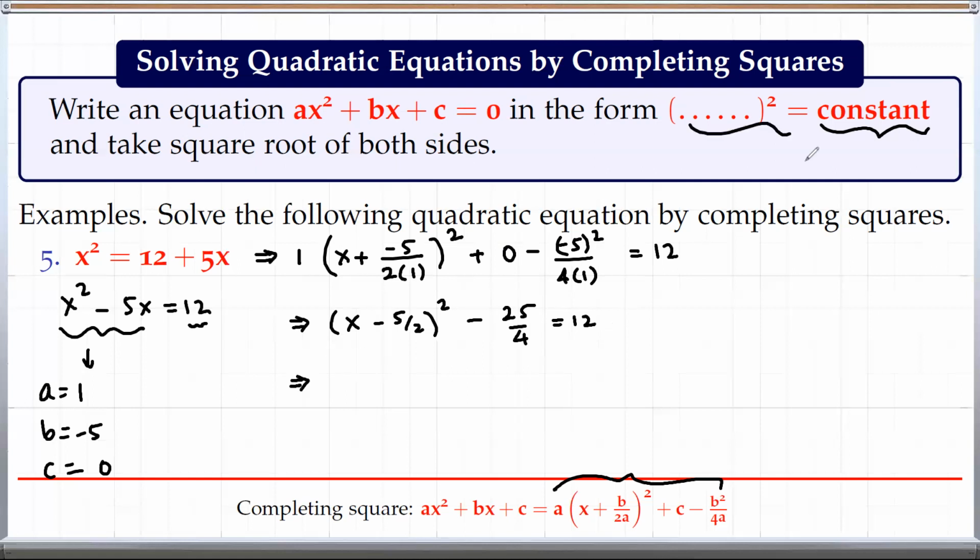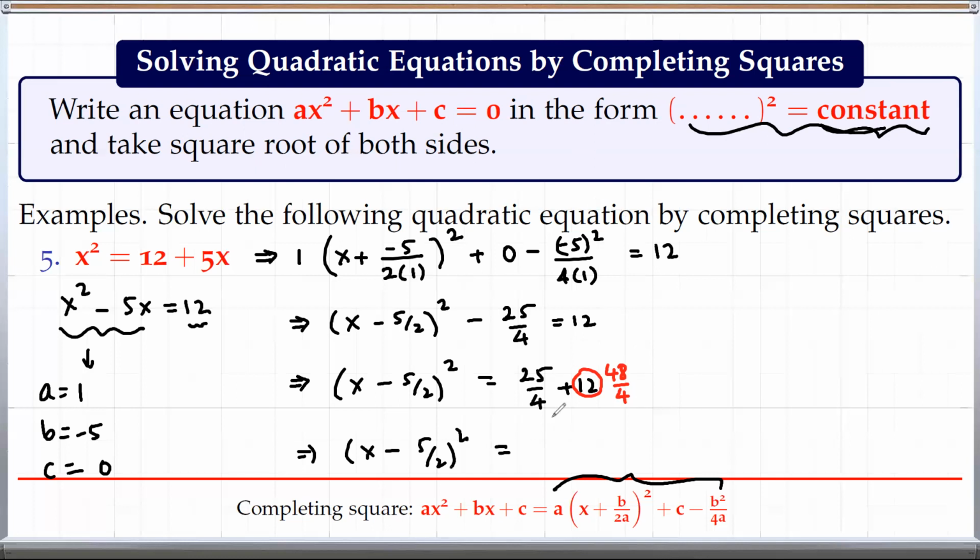Our goal is to write in this format over here. So we want to have all the constants on the right side. So let's add 25 by 4 to both sides. So that will give us x minus 5 by 2 squared equals 25 by 4 plus 12. We can combine this 25 by 4 plus 12 because 12 is simply 48 by 4. So if you combine these two, we get x minus 5 by 2 square on the left. And on the right, we have 25 plus 48 by 4. So 25 plus 48 is 73. We get 73 by 4 on the right side.